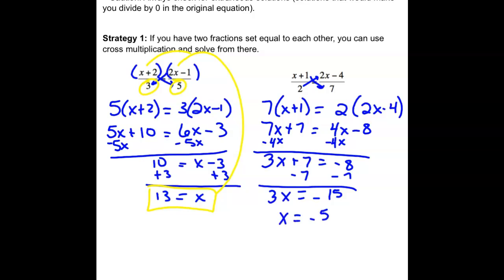And again, we did not have any variables in the denominator to worry about, so we should be okay with that answer. Checking it: if we put a negative 5 in here, we have negative 5 plus 1 would be negative 4. Divided by 2 is negative 2. On the opposite side, we get negative 10 minus 4, which is negative 14. Divided by 7 is also negative 2. And since those are equivalent, it is the correct answer.